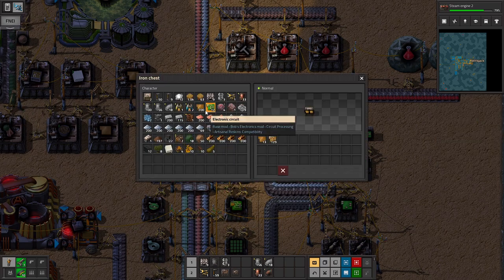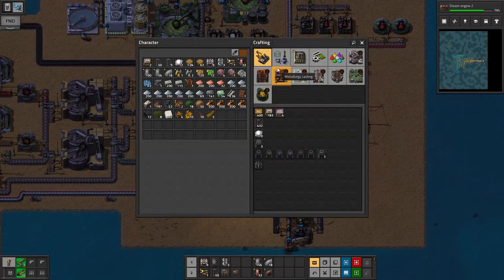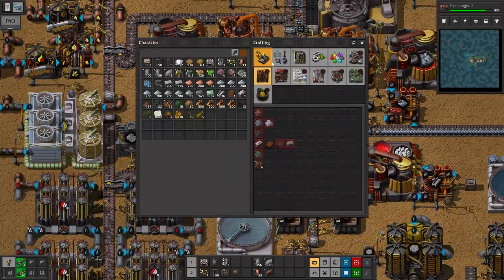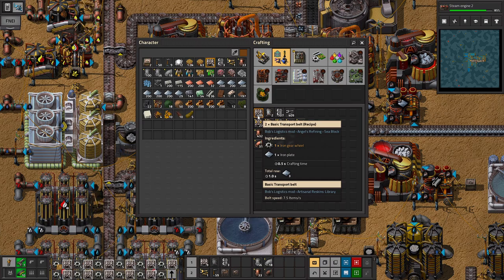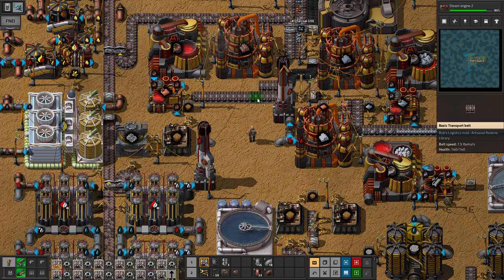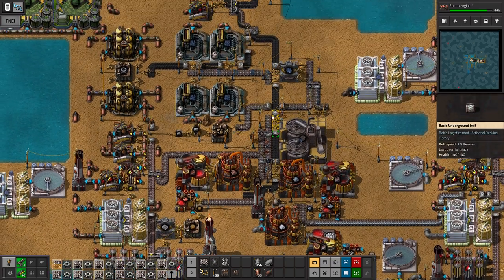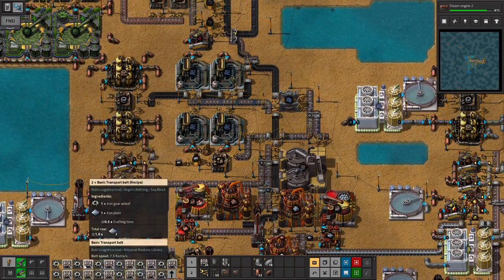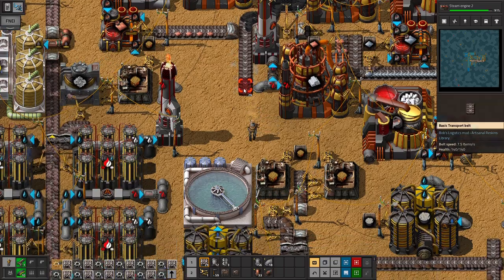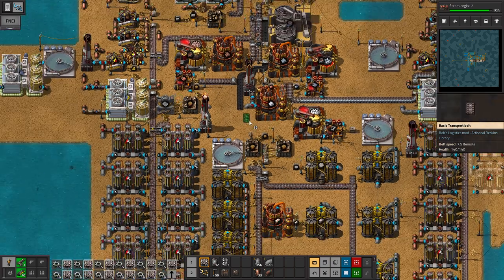Should have put those in there a long time ago. Well, we have a lot of resources to work with. That's for sure. Built. Belt. Belt. I need underground belt. How do we get through this maze of hell?